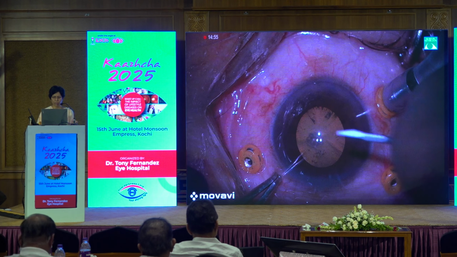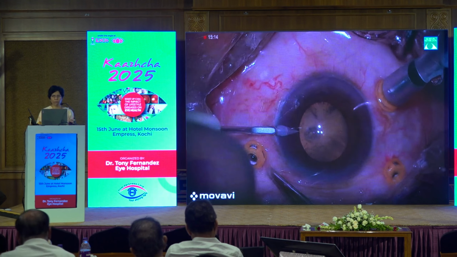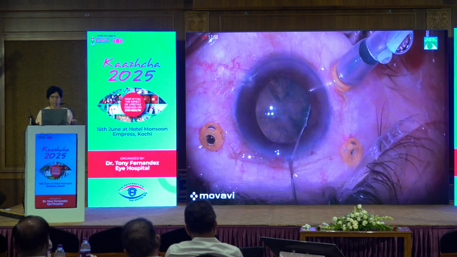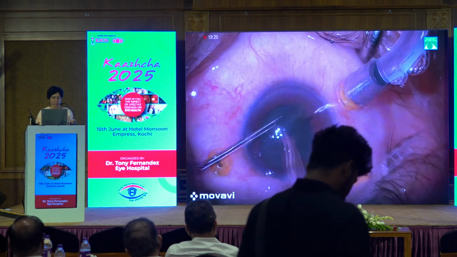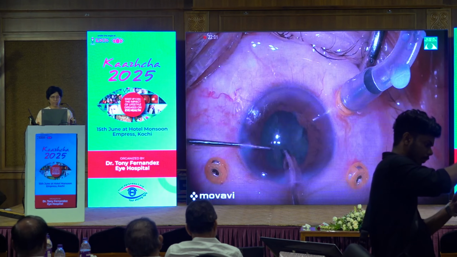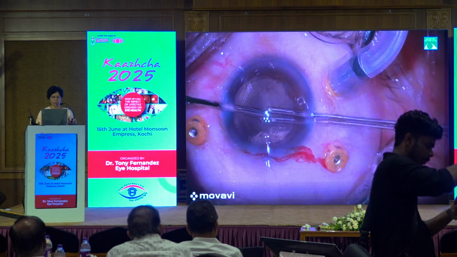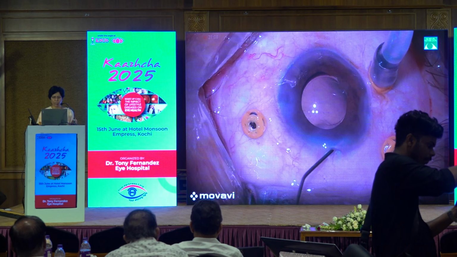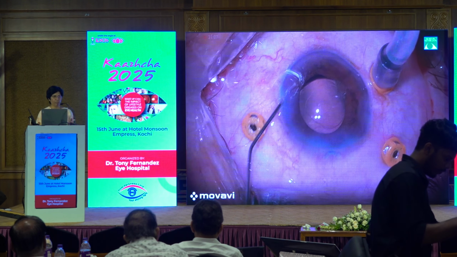But when you already have a proliferative diabetic retinopathy with vitreous hemorrhage, membranes, whether to do a combined cataract surgery along with vitrectomy is the question. And in this situation, I follow a very simple algorithm. If you have a posterior segment problem which is a little bit mild, that means you do not require too much manipulation, then you can do a combined cataract and vitrectomy surgery.